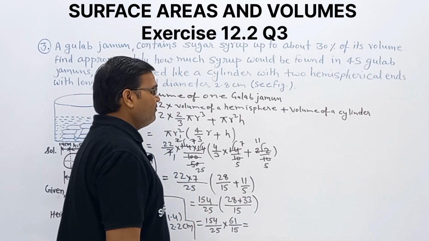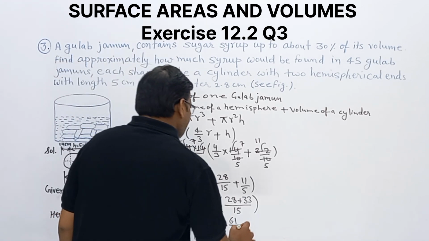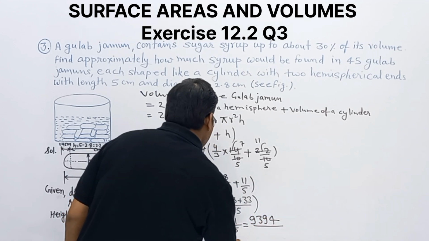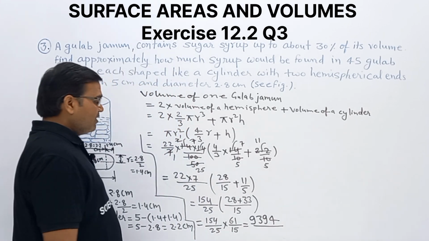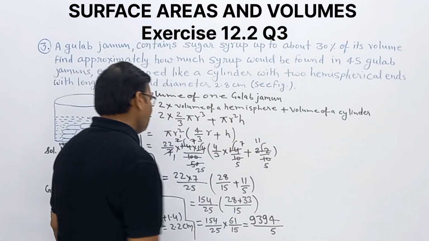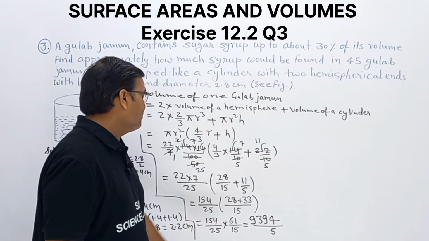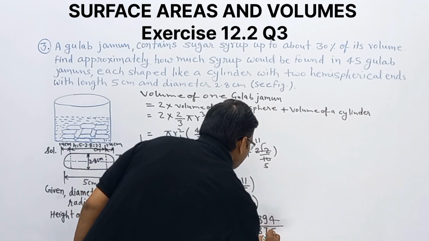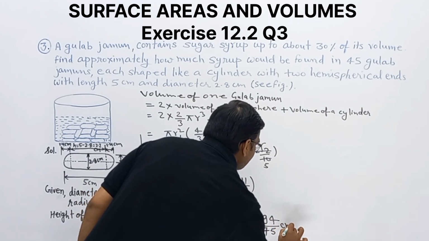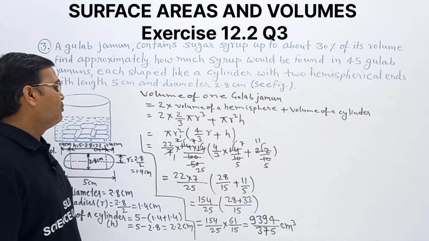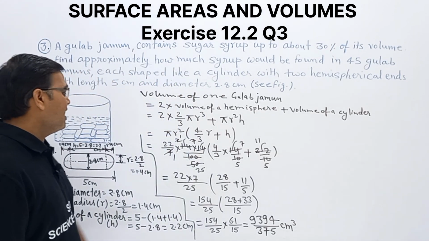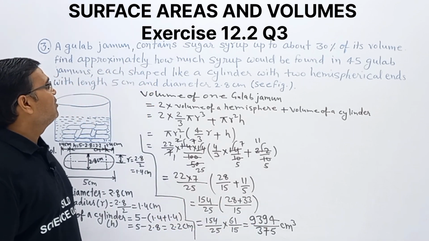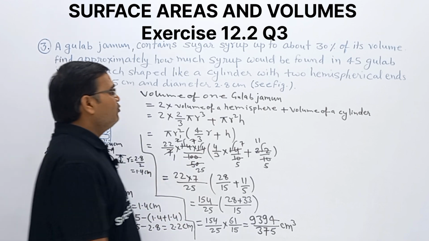What things? Once we multiply, we are getting 9394 divided by, multiply 25 5s are 125, 1 is remaining, 12 is remaining. 25, 1 is 25, 25 plus 12, 37 centimeter cube. This is what? Volume. 9394 divided by 375 centimeter cube is the volume of one gulab jamun. Volume of one gulab jamun we calculated.